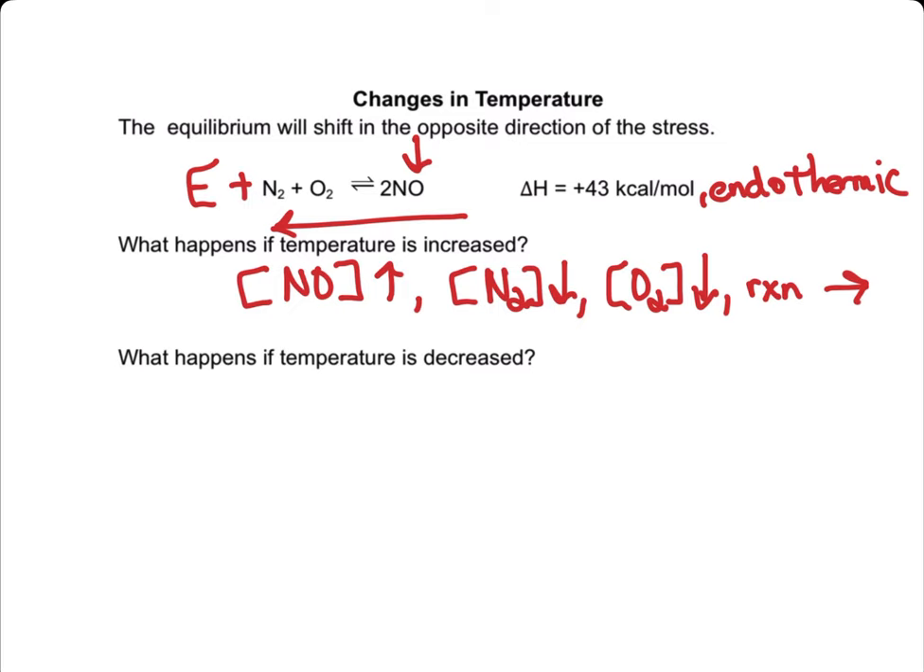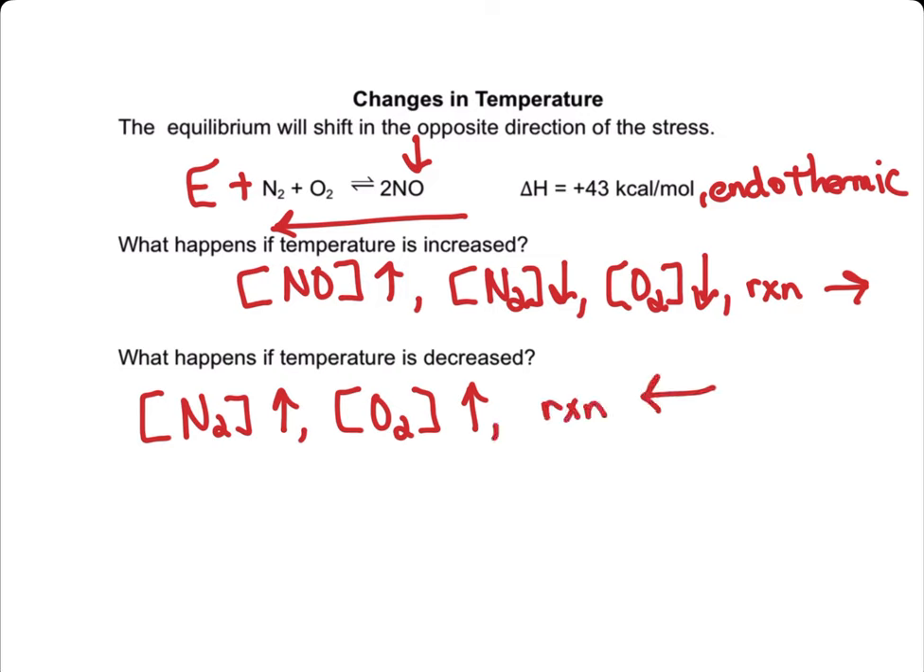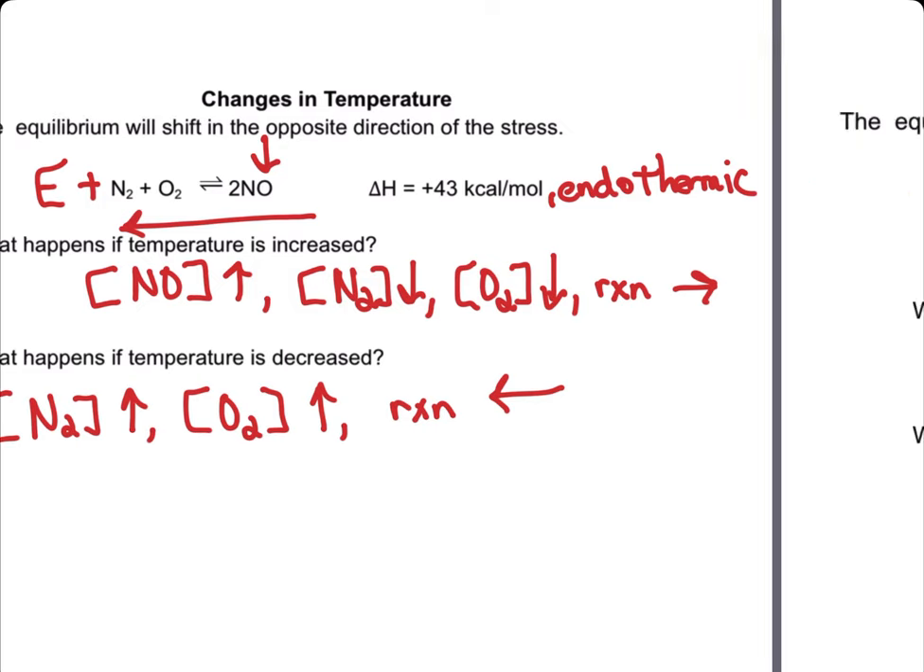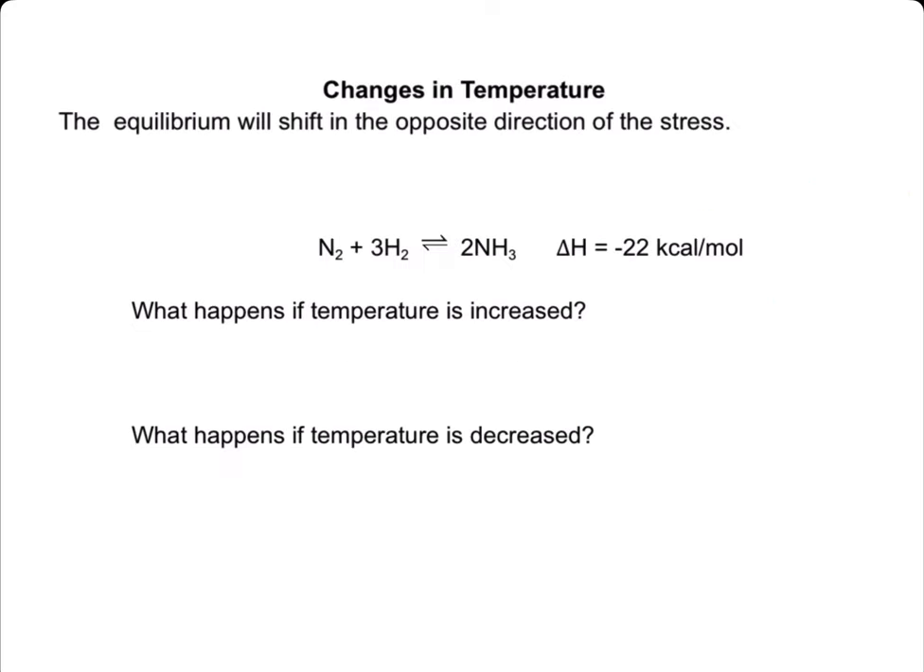So if the reaction is flowing towards the left, then I can say that the concentration of N2 increases. I can say the concentration of oxygen increases. I can say that the reaction will shift to the left. All of those are acceptable answers depending on the specific question or the multiple choice portion of it. Let's take a look at another example. I still want to remember that the equilibrium will shift in the opposite direction of the stress.